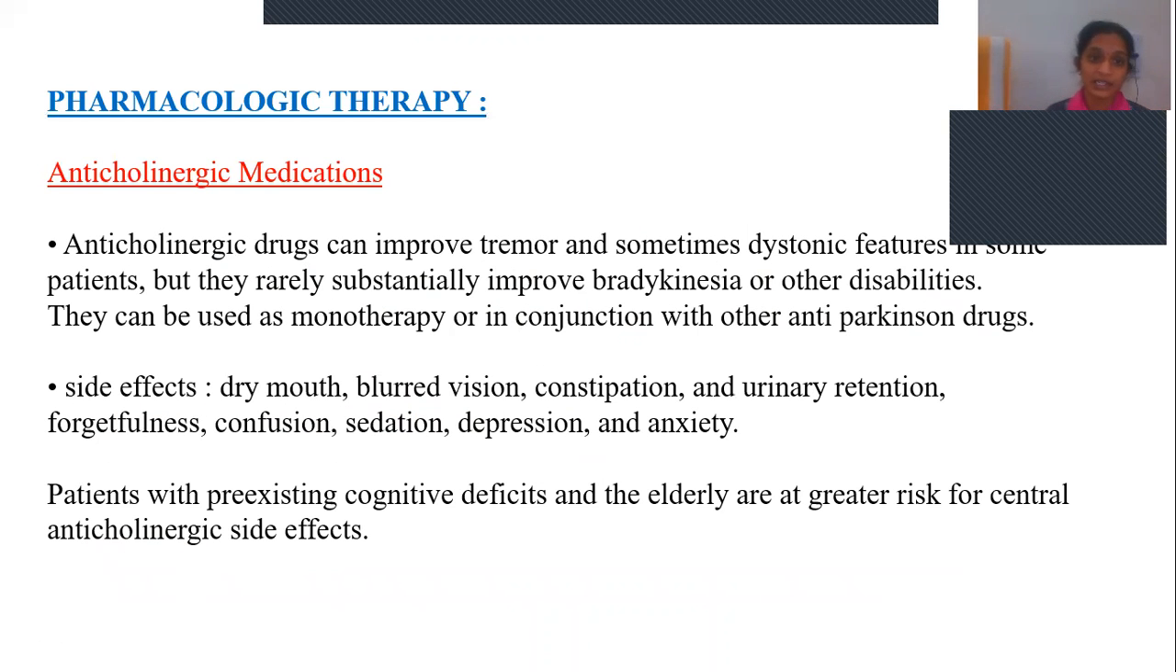Coming to this pharmacological therapy, if we go into detail on a few drugs, anticholinergic medications, what do they do? They can improve tremors. Anticholinergic drugs will decrease the acetylcholine. So once there is a decrease in the acetylcholine, tremor-like activity will be decreased. So for that purpose, we will be adding anticholinergic medications. And also sometimes for dystonic features, that means there are changes in the tonicity of their body. In those conditions also it will be helpful.